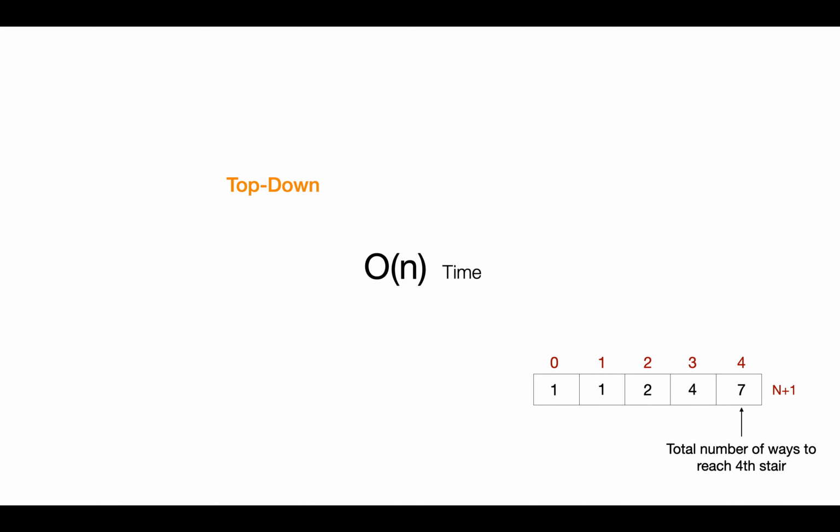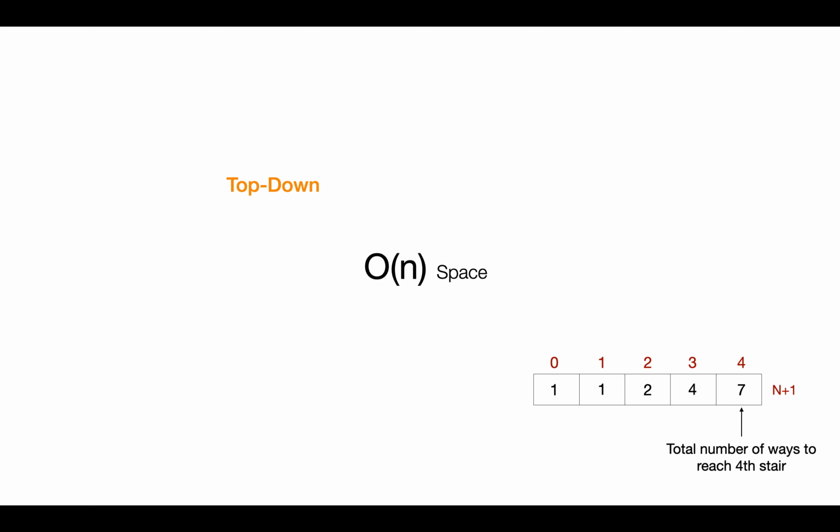Now let's see the space complexity for top-down. The space complexity for top-down will be order of n because we are having an array of size n, and we will also be having n entries in the stack at maximum, so it will be order of n.